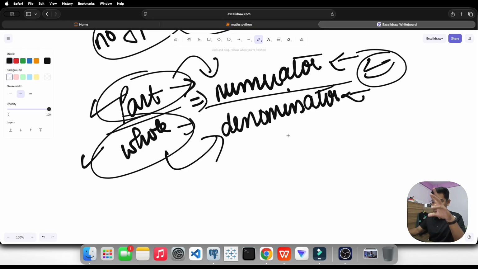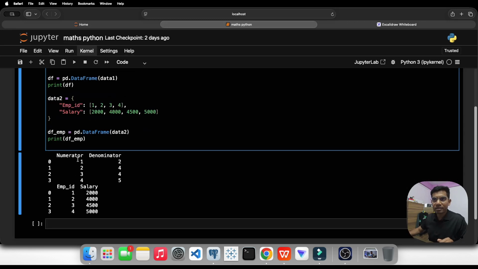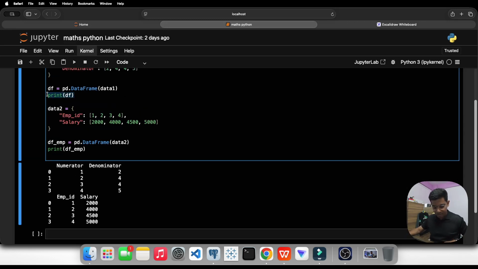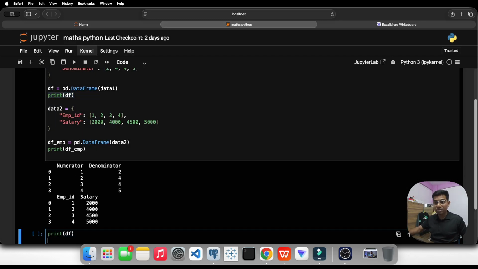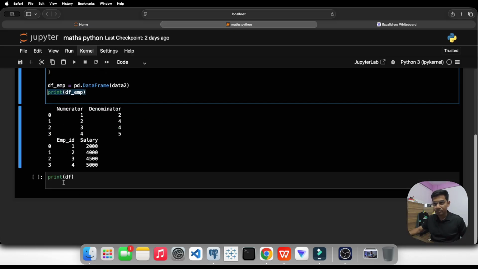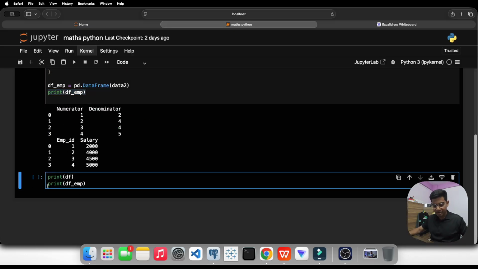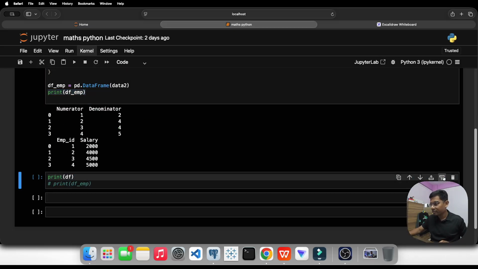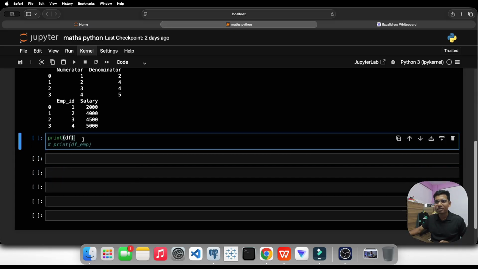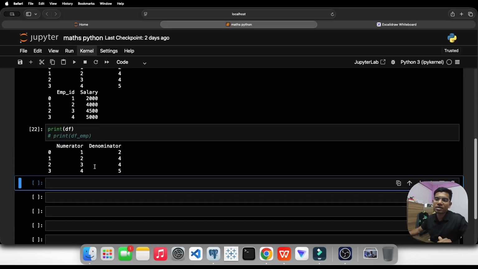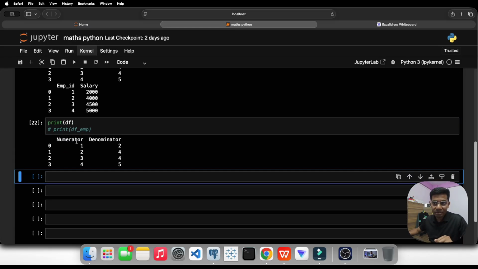So my question is, how will you do these things in Python? Let's go to Python then. In the Python environment we have two tables. Let's copy both the tables here. Right now we will only talk about this table. This table has a numerator and a denominator.